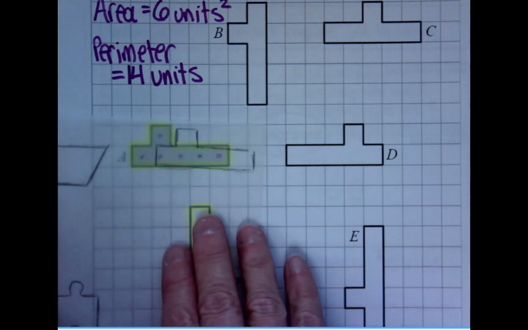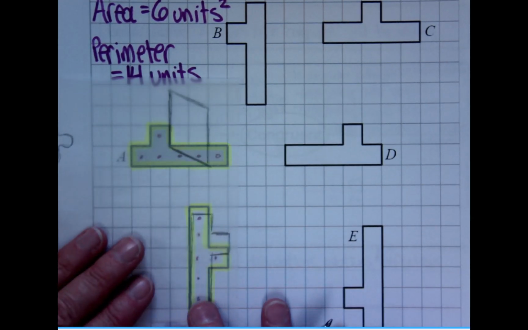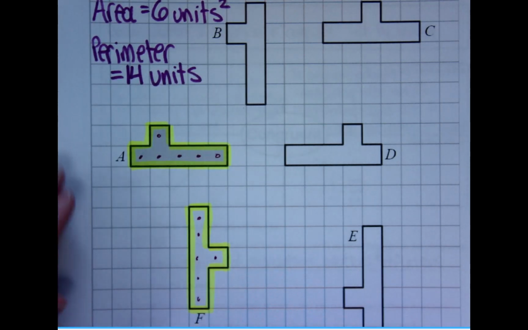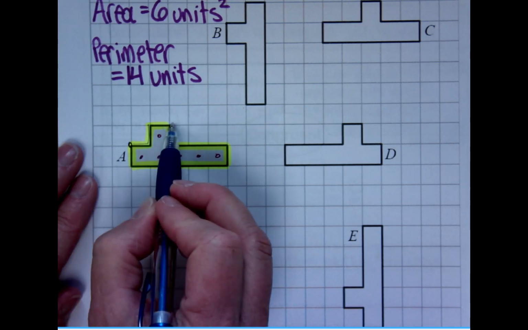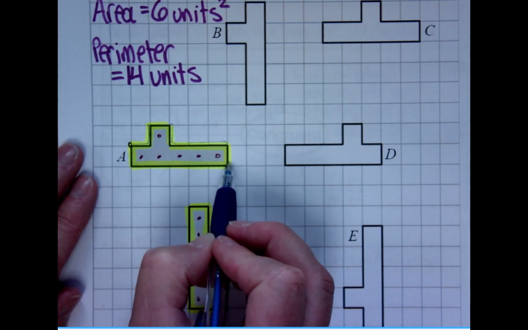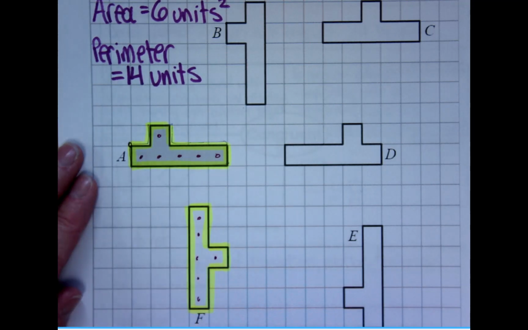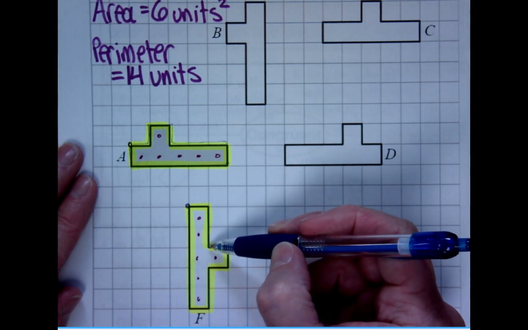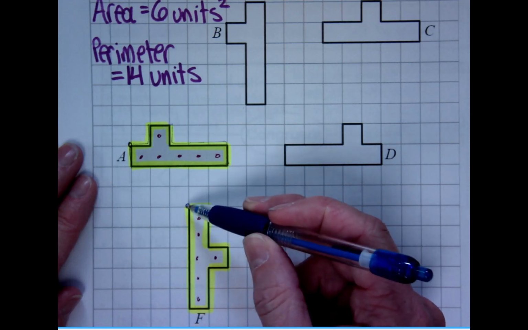I'll prove it here. So I traced that earlier, and if I try to fit it on top of the other figure, they're not congruent, even though they have the same area. In fact, they have the same perimeter as well. Let me look here. I'm going to start here and just count around this figure. 1, 2, 3, 4, 5, 6, 7, 8, 9, 10, 11, 12, 13, 14. The perimeter is 14 units. And same with this one. Let me start here. 1, 2, 3, 4, 5, 6, 7, 8, 9, 10, 11, 12, 13, 14.